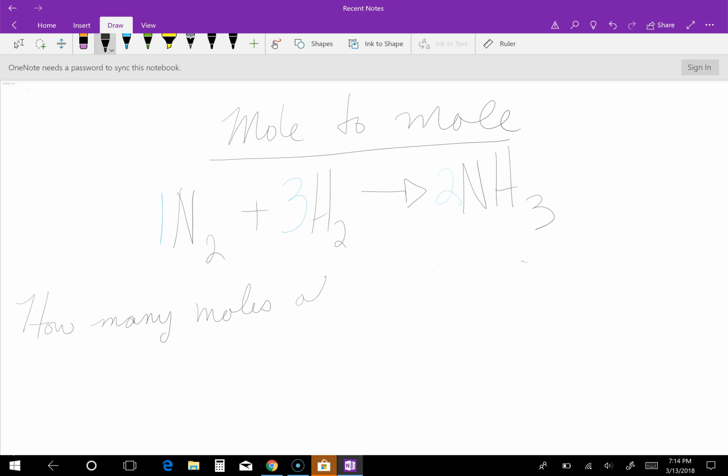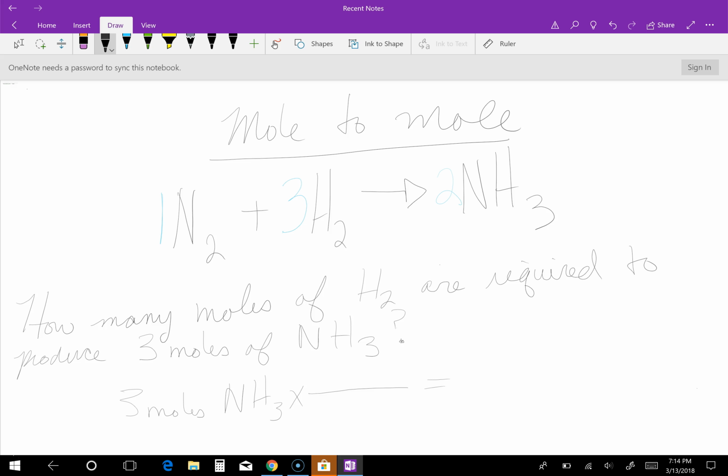All right, let's take a look at another problem. How many moles of H2 are required to produce 3 moles of NH3? The first thing I'm going to do is write down my known, which is 3 moles of NH3. I'll then have a conversion factor. My answer units are moles of H2, so I put those over here.